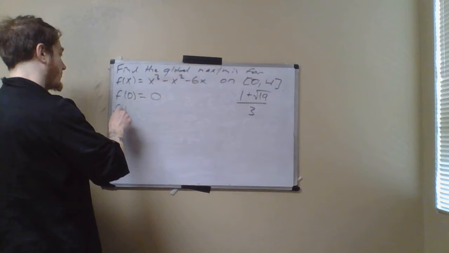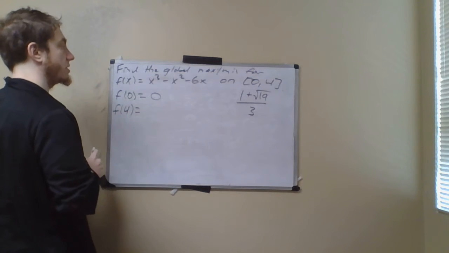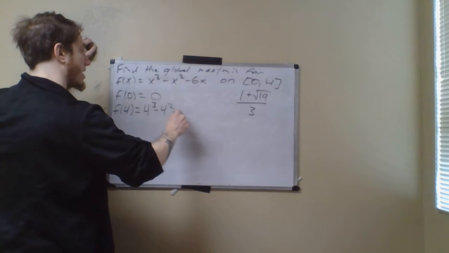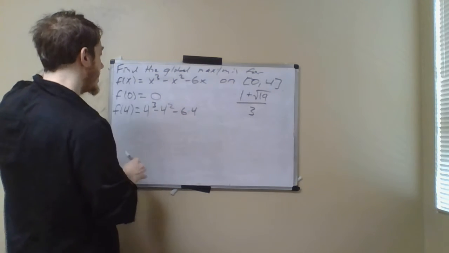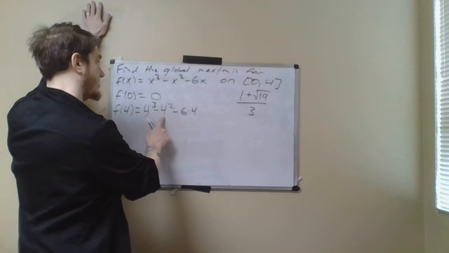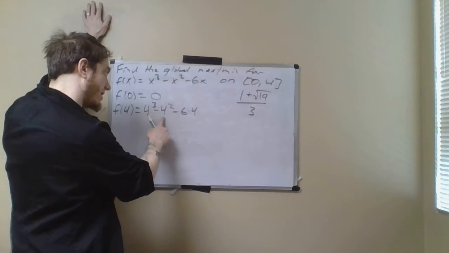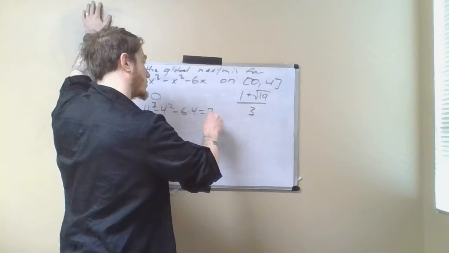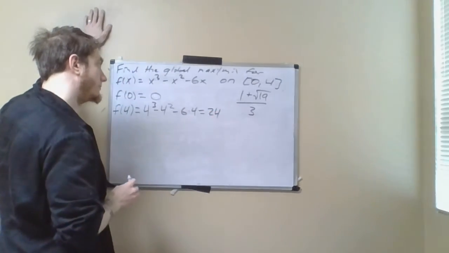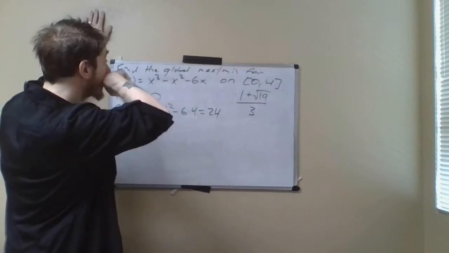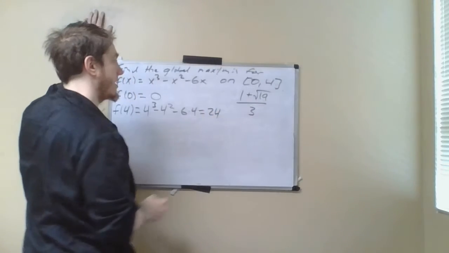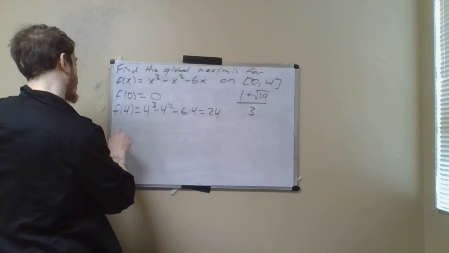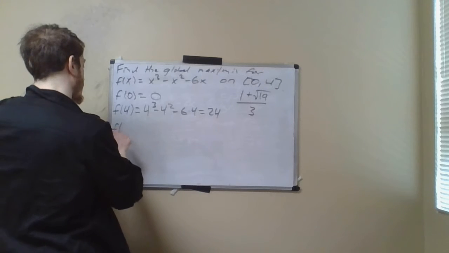If I take f of 4, this is going to give me 4 cubed minus 4 squared minus 6 times 4. Now, this is going to be 64 minus 16, which is 48. And then I'm subtracting another 24. 48 minus 24 is actually 24. And then we're going to be plugging this thing in. Now, we can work out what this comes out to be, but then we're going to have to figure out whether it's the biggest or the smallest.